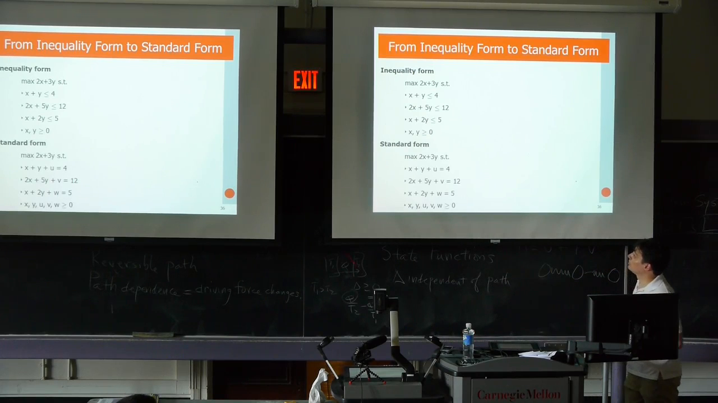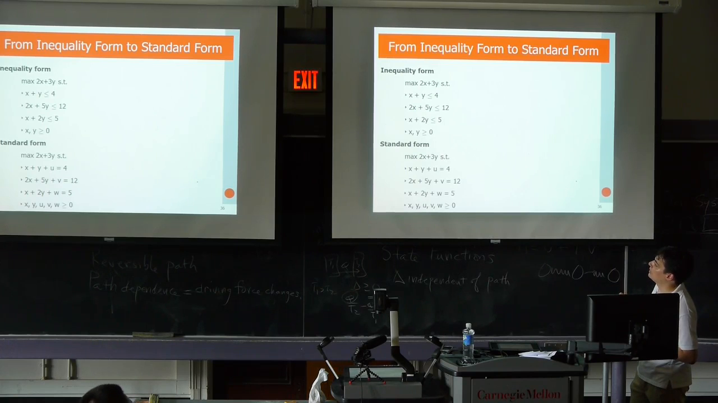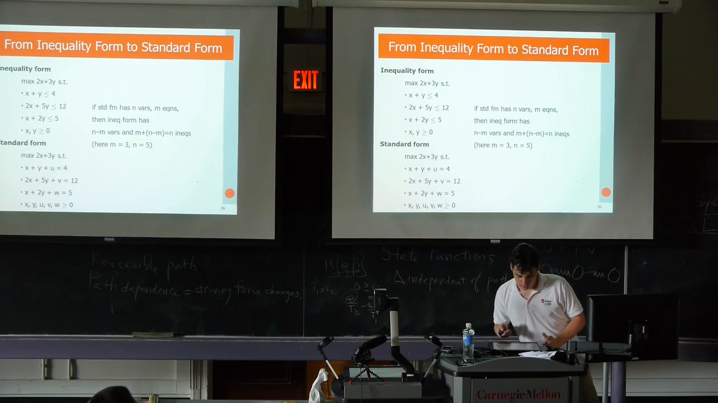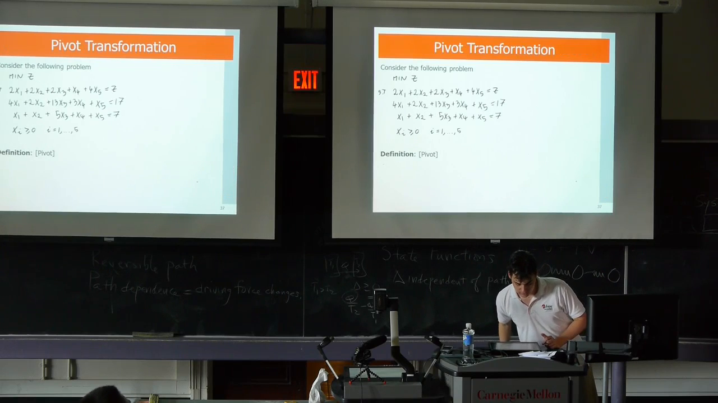So if we have a system in inequality form, it's just an example, and I want to rewrite this into standard form, then we can use those steps. Say I can add these slack variables, and we got what we needed. Let me skip just this.